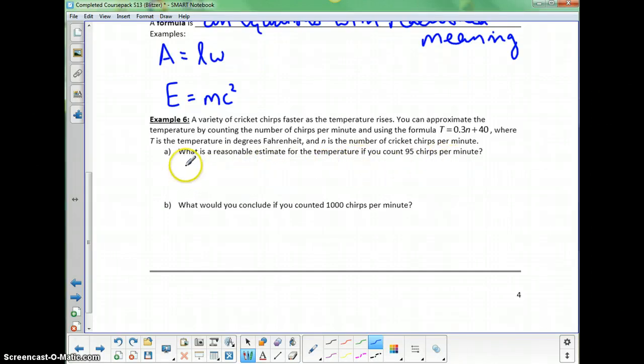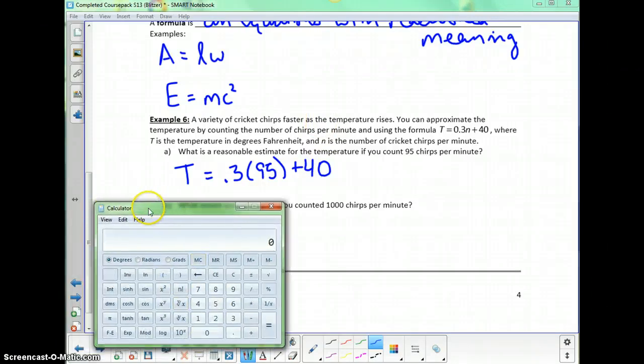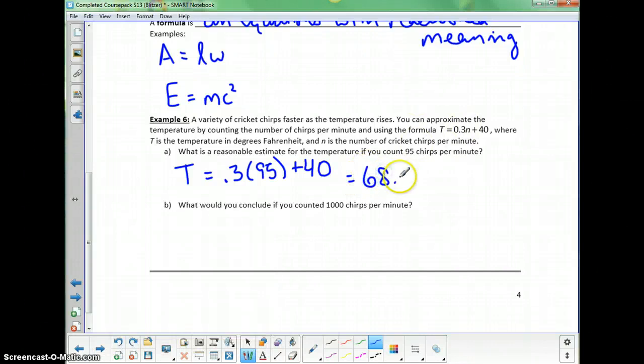So I'm going to use that formula. I don't know the temperature. I'm trying to find the temperature when I have 0.3 times 95, the number of chirps, plus 40. I'm going to pull my calculator up here on screen, and we'll multiply 0.3 times 95 and add 40. So 68.5. And as always, if I'm ending a word problem like this, I want to make sure I put my units on it. That was degrees Fahrenheit.